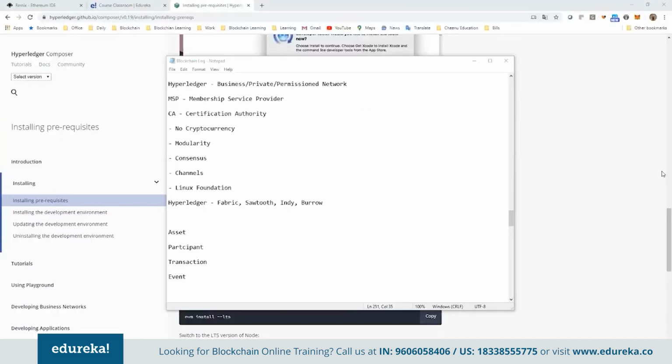So let's first try to understand what is Hyperledger and how does it differentiate from Bitcoin and Ethereum that we have already covered, and what are the core features and why do we need Hyperledger? Basically, as I mentioned earlier as well, blockchain primarily is a technology where multiple participants interact with each other and come to a common agreement to achieve the consensus and update the distributed ledger.